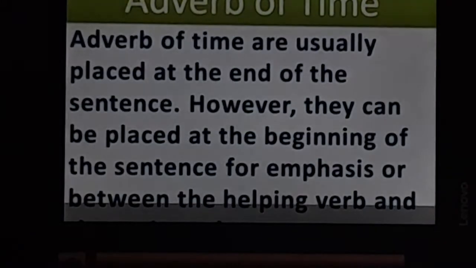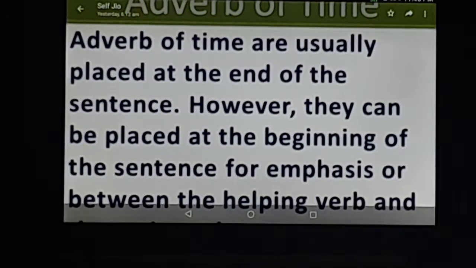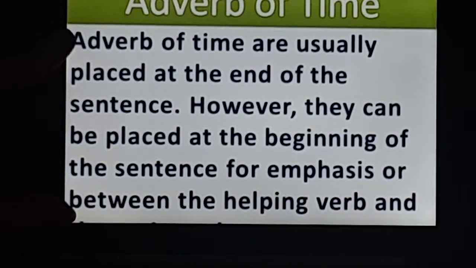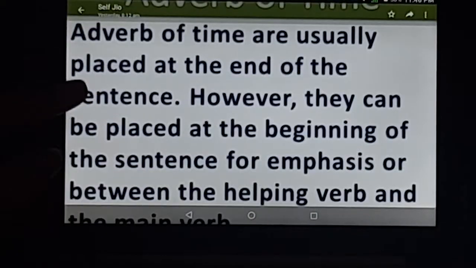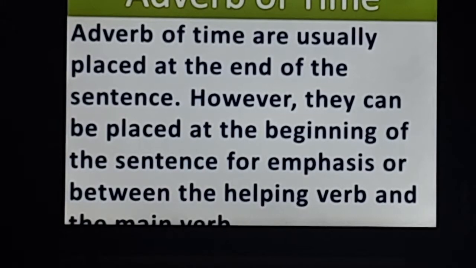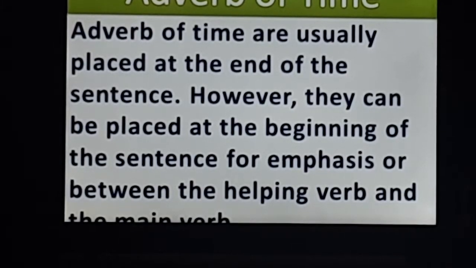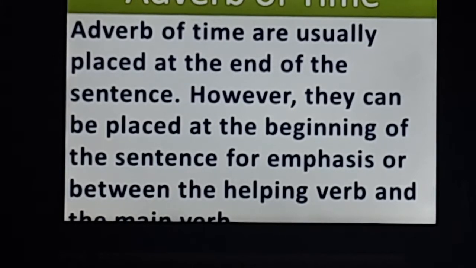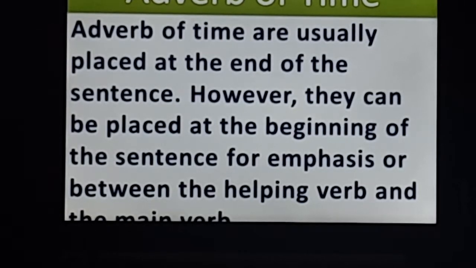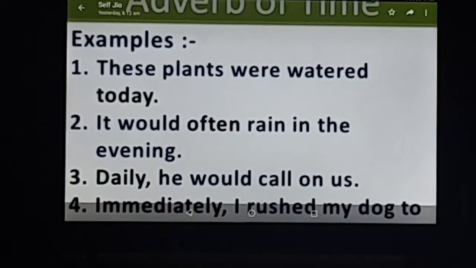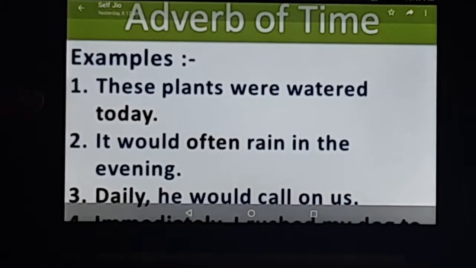However, they can be placed at the beginning of the sentence, again for emphasis, or between the helping verb and the main verb. So, adverbs of time are usually placed at the end of the sentence. However, they can be placed at the beginning of the sentence for emphasis or between the helping verb and the main verb. So, you will understand it with the help of these examples.